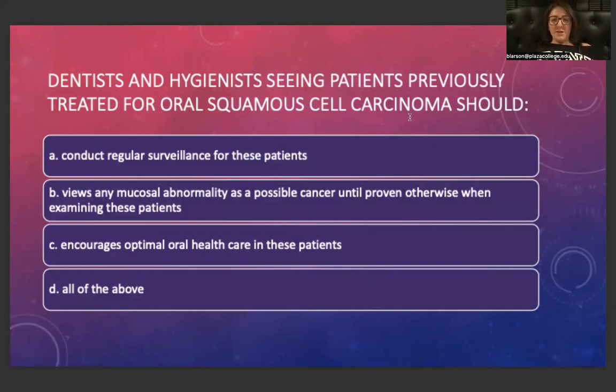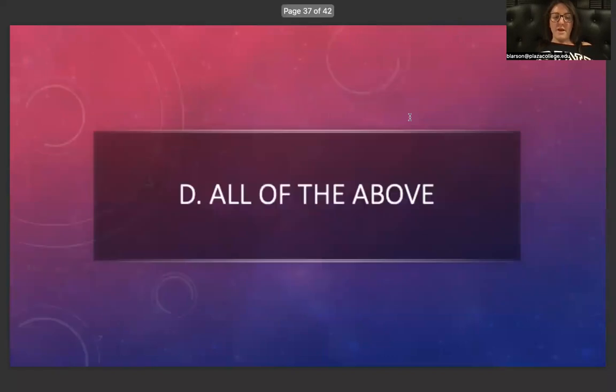Dentists and hygienists seeing patients previously treated for oral squamous cell carcinoma should conduct regular surveillance for these patients, view any mucosal abnormalities as a possible cancer until proven otherwise when examining these patients, encourage optimal oral health care in these patients, or all the above. This is all the above. We want to pay close attention to this patient. They already went through it. It can come back. And furthermore going forward, we want to make sure that this does not happen again to them.